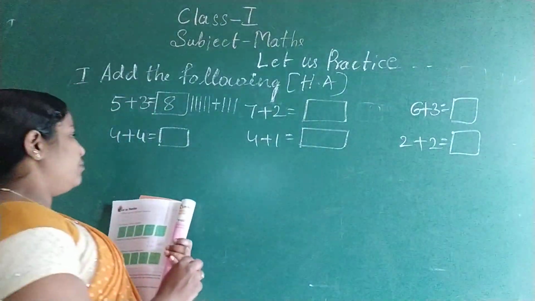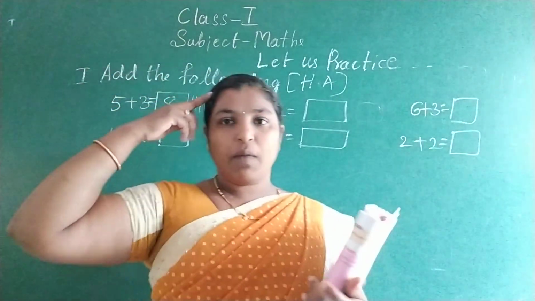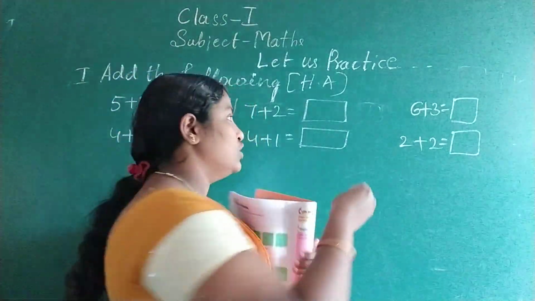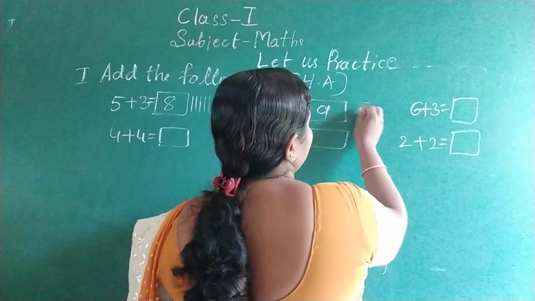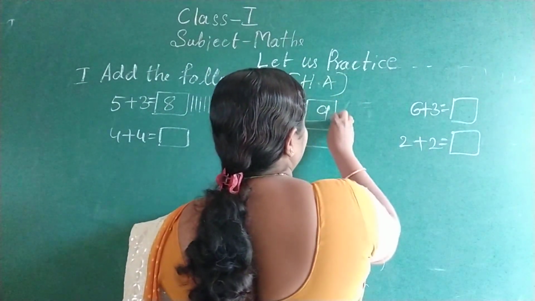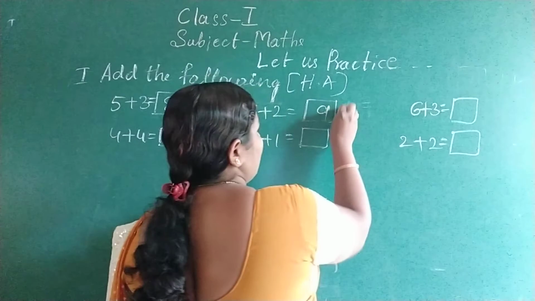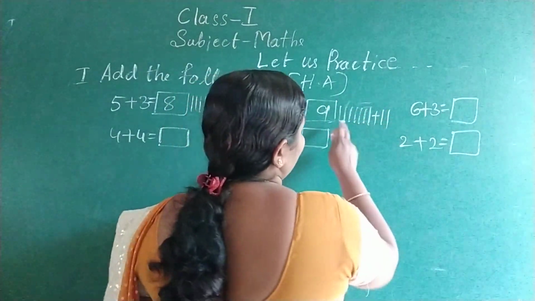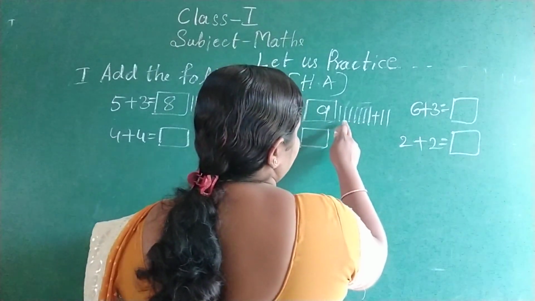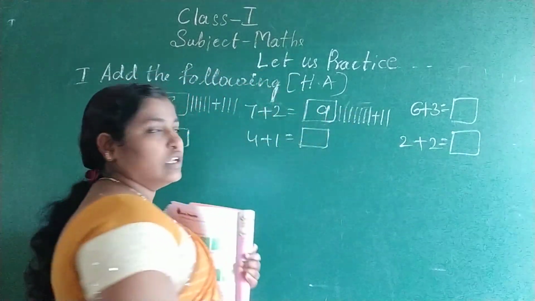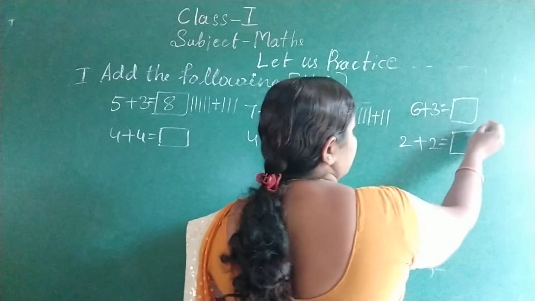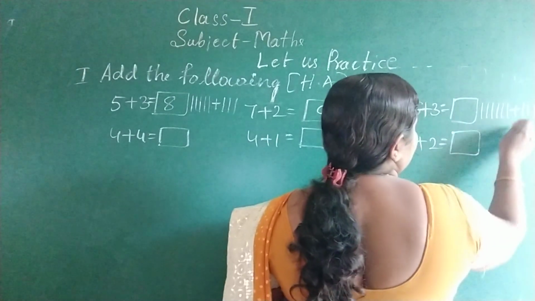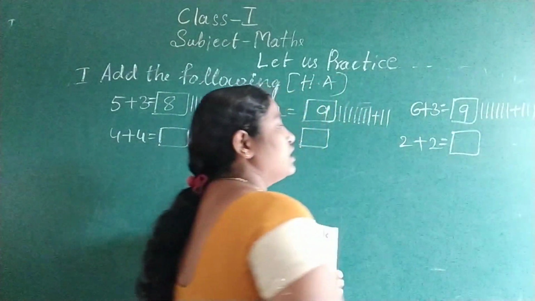Next, 7 plus 2. Keep 7 in your mind, 2 in your hand. 7, 8, 9. So the answer is 9. Put the lines: 1, 2, 3, 4, 5, 6, 7 plus 2, 1, 2, 3, 4, 5, 6, 7, 8, 9 is the answer. Okay. Next, 6 plus 3. 1, 2, 3, 4, 5, 6 plus 1, 2, 3. So altogether the answer is 9.